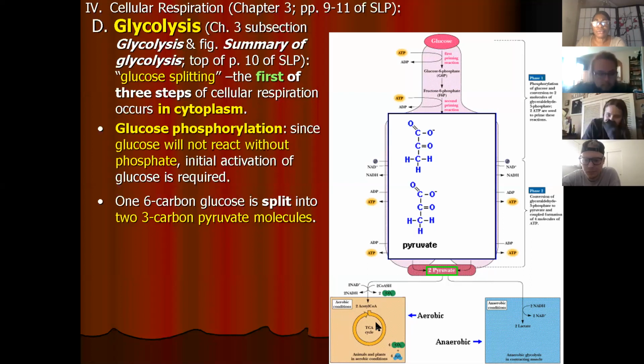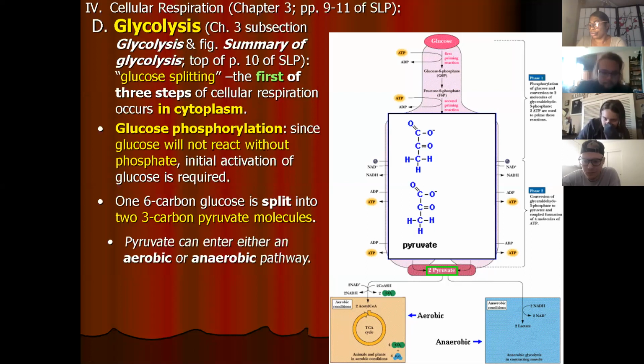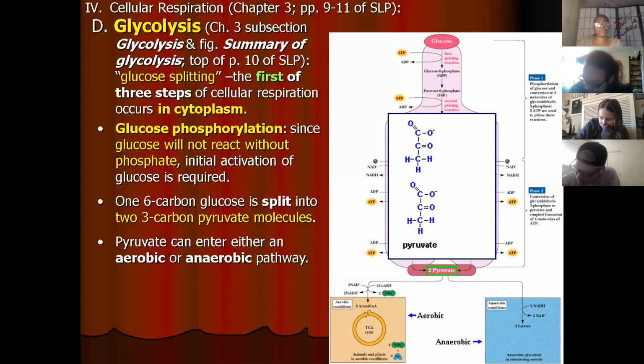Glycolysis. There's a couple other things that you need to pay attention to that's happening here. Number one, you don't need oxygen. It could be with or without oxygen. And that means it could either be aerobic, with oxygen, or anaerobic, without oxygen.